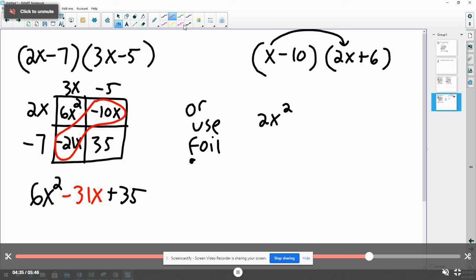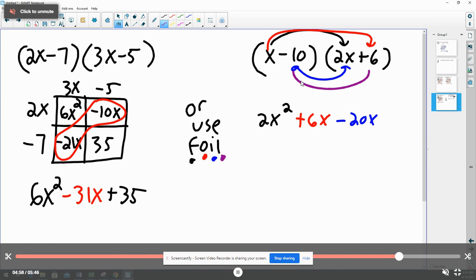That one's in black. O stands for outer. These outside numbers. Okay, so plus 6x, right? X times 6 is 6x. I stands for inner. Notice how I'm going underneath here, because if I go over again, it gets really messy. So we have minus 20x, negative 10 times 2. And then L stands for last, our last numbers in each binomial. Negative 10 times 6 is negative 60.